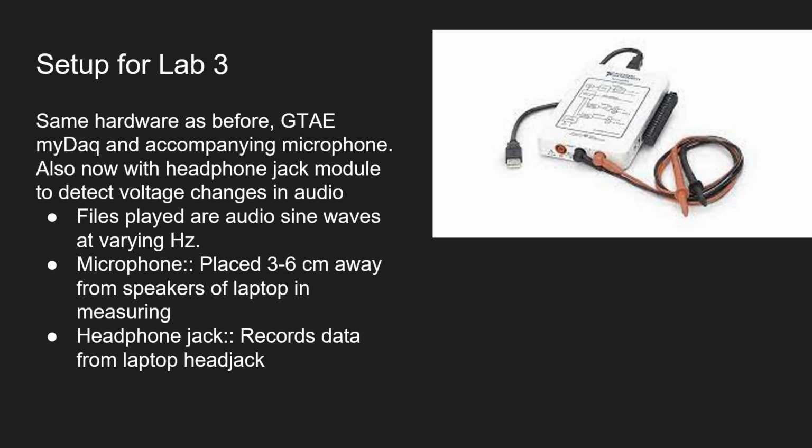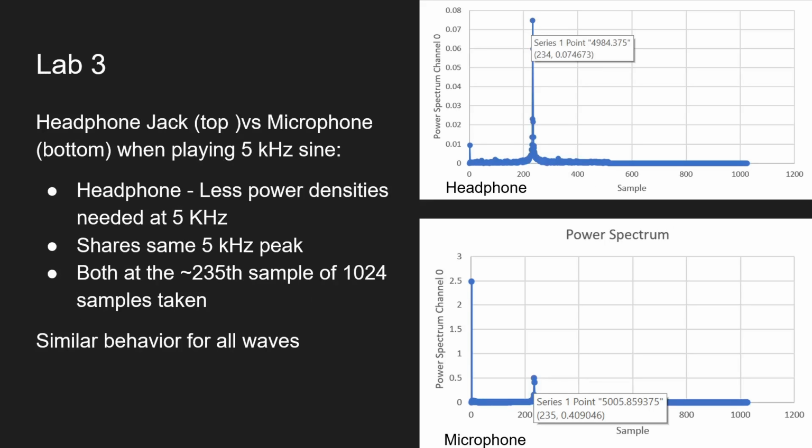In sequential order, we'll be playing files of audio sine waves in varying hertz, ranging from 20 Hz to 10,000 Hz. The microphone is placed around 3 to 6 centimeters away from the speakers of the laptop that's being measured. And for the headphone jack, we're just going to record the sine waves through the laptop headphone jack and the voltages that they display from there. So let's start off with Lab 3 then.